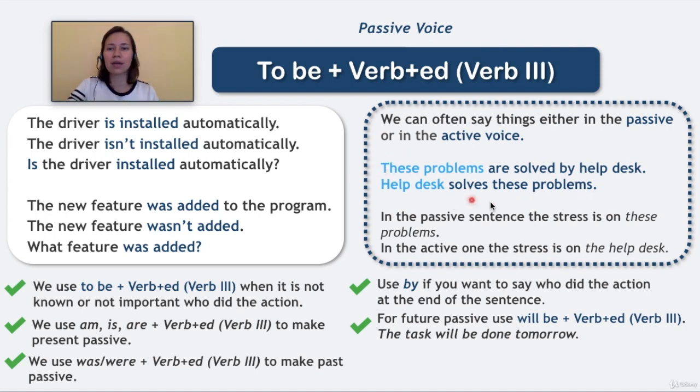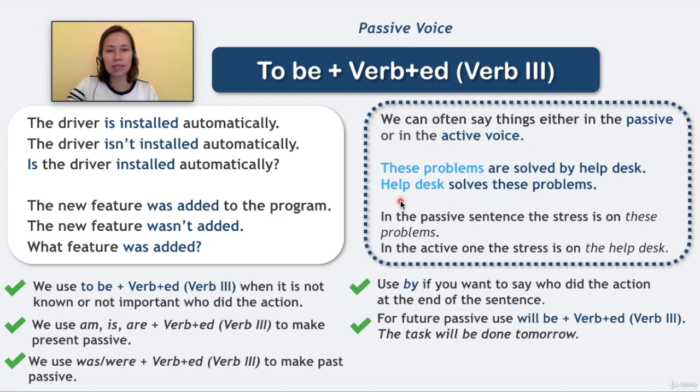Actually, we say the same thing with both sentences. The first one is, as you can see, in the passive voice, because you have to use be and then the verb with -ed: are solved. And then you have the active sentence, where you see that the subject of the sentence, the help desk, somebody who does the action, is in the first place. Help desk solves these problems. So help desk does something.